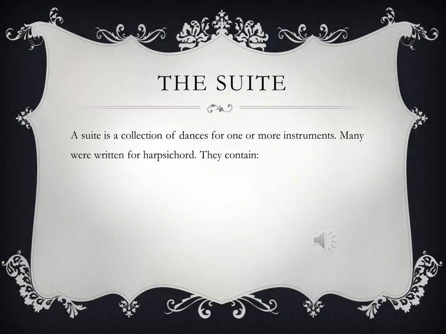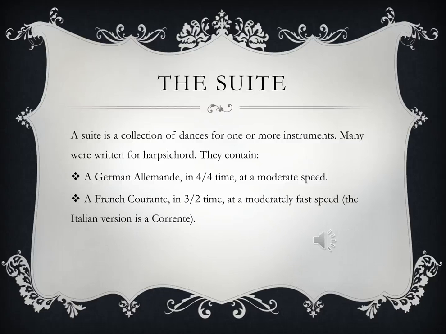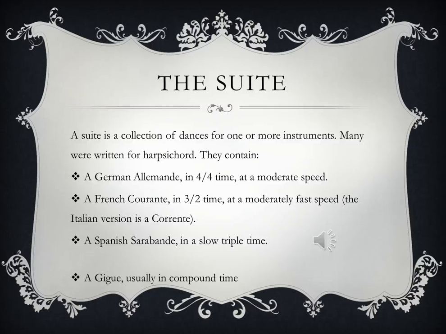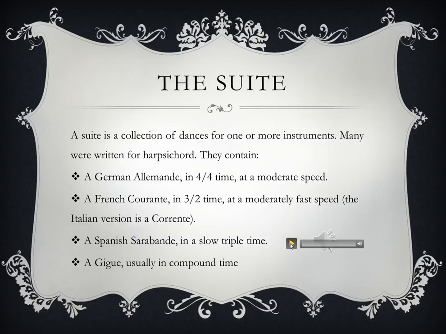The suite. A suite is a collection of dances for one or more instruments. Many were written for harpsichord. They contain a German allemande, which is in 4/4 time at a moderate speed, a French courante in 3/2 time at a moderately fast speed. The Italian version is the corrente, and a Spanish sarabande in a slow triple time, and a jig usually in compound time, in other words a 6/8, and this is an example of a Spanish sarabande.